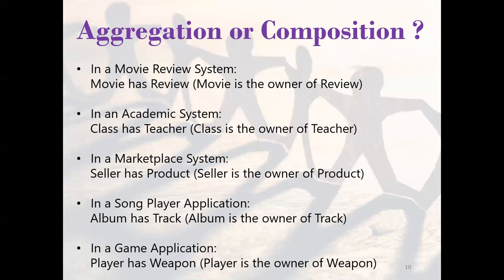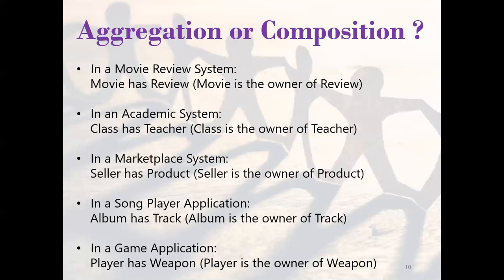Good. Agis, you there? Yes, sir. Okay. The second one, academic system. Class has teacher. In other words, class is the owner of a teacher. Is this composition or aggregation? I think it's aggregation. Good. This one is aggregation because a teacher can still exist even if the class is removed.